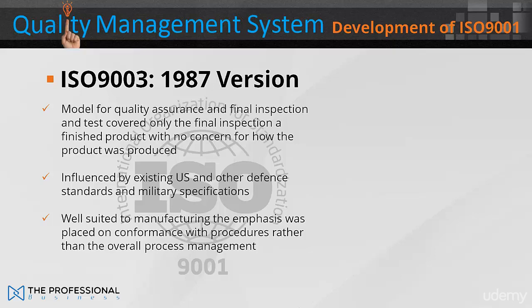ISO 9000 1987 was also influenced by existing United States and other defence standards and military specifications, and so was well suited to manufacturing, as the emphasis tended to be placed on conformance with procedures rather than overall process management, which was the likely intent.